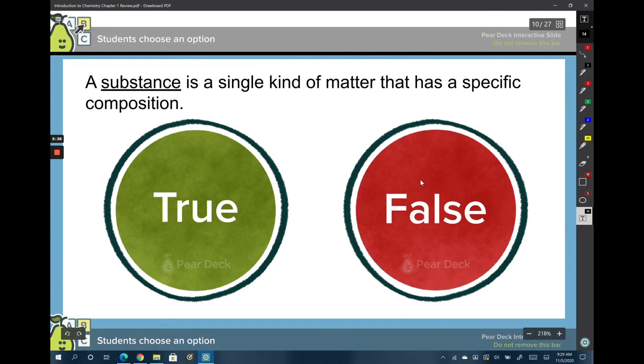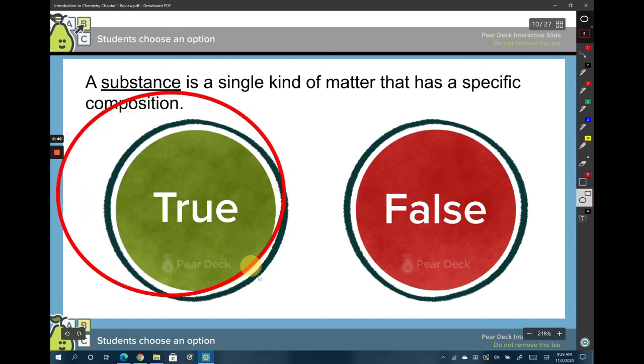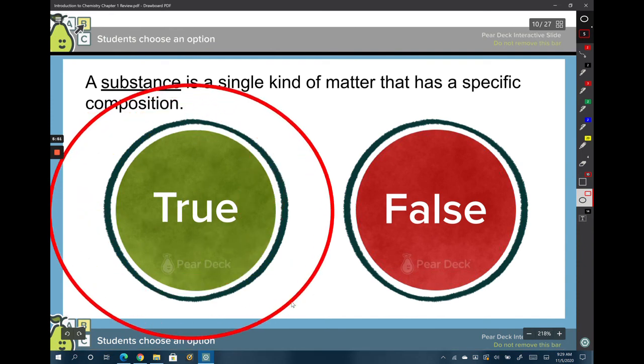A substance is a single kind of matter that has a specific composition. That is the definition of a pure substance. It is a single kind of matter that has a specific composition. So the answer is true.